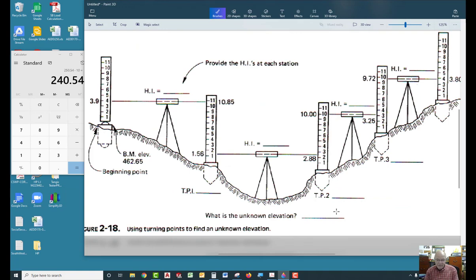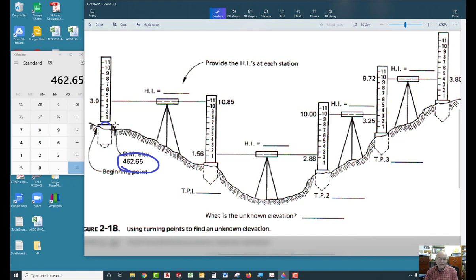Now let's go through and do one of the practice problems, the one that's on that first sheet. Once again, we have a benchmark. Benchmark in this case is 462.65. I'm going to come over here to the calculator and put in 462.65. That's our current elevation, 462.65 feet above sea level. And that's our starting point, little benchmark right there.